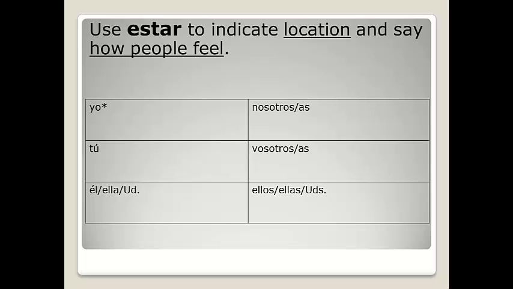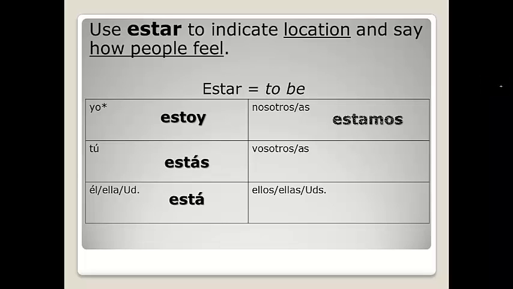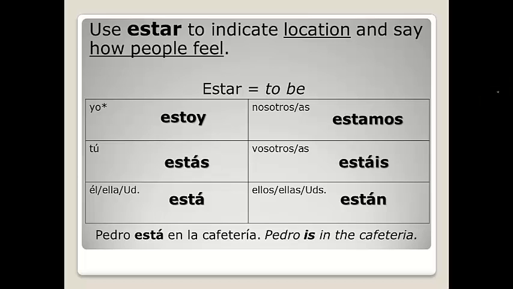Now the conjugations are as follows. Yo estoy, tú estás, él, ella, usted está, nosotros estamos, vosotros estáis, and ellos, ellas, ustedes están. Now notice how the bottom four forms have an accent mark on them. It is very important that you do remember to include that, otherwise the words can mean something a little bit different. So an example would be, Pedro está en la cafetería.